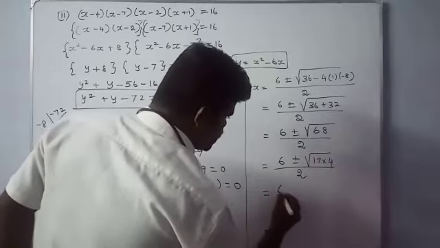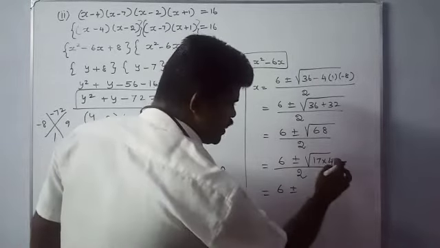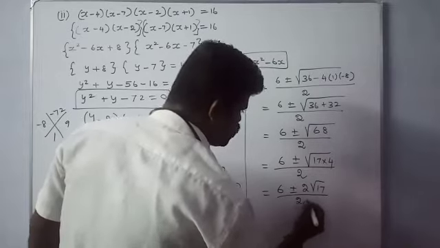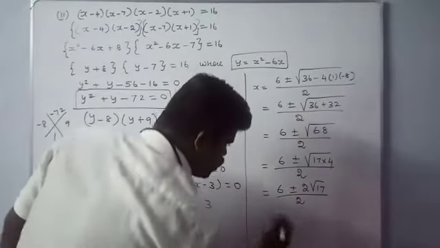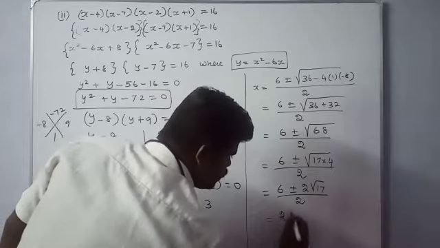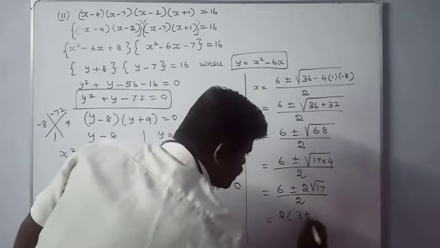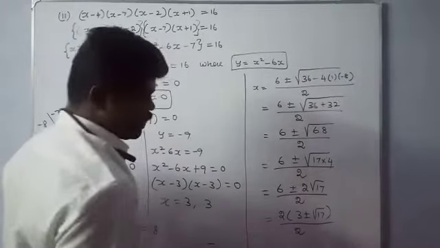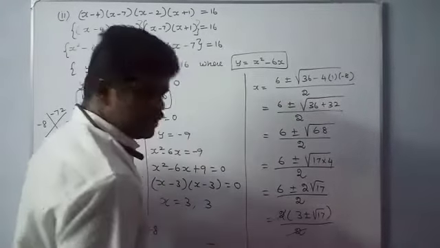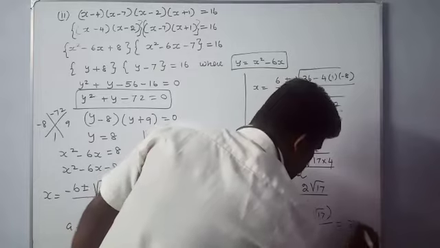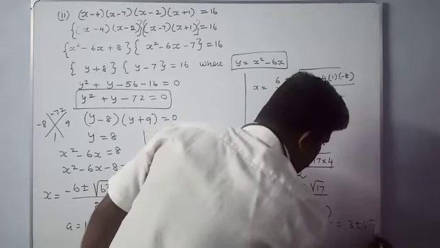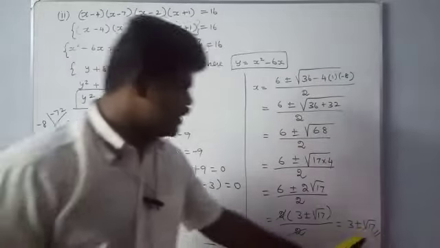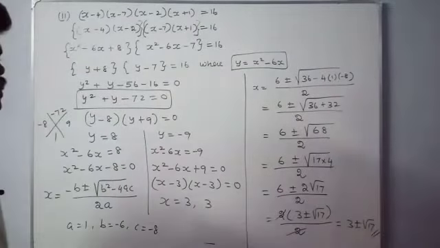And 6 plus or minus, take 4 outside, 2 root 17 divided by 2. Take 2 common outside, here 3 plus or minus root 17 divided by 2. Cancel these two. The values are 3 plus or minus root 17. One root is 3 plus root 17 and the other one is 3 minus root 17.